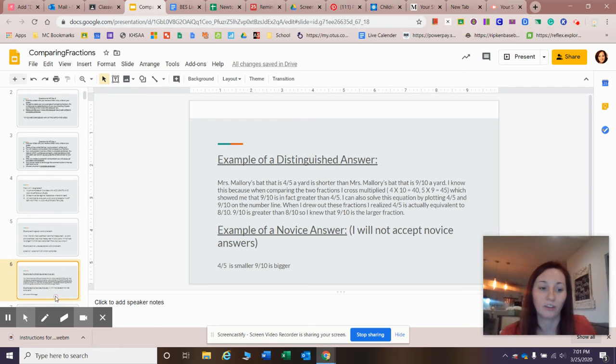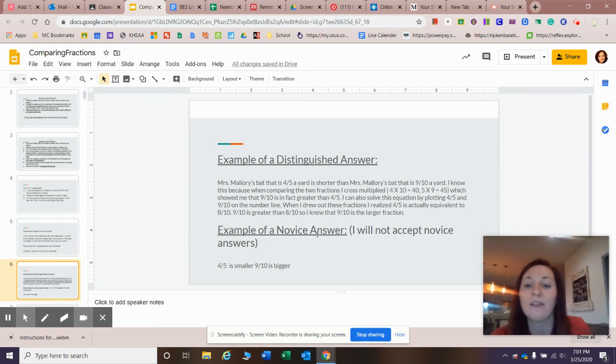What about answers that we give? Here's an example of a distinguished answer, which is what I expect. I expect at least a proficient out of all of you. So we're striving for this answer. Miss Mallory's bat that is 4/5 a yard is shorter than Miss Mallory's bat that is 9/10 a yard. I know this because when comparing the 2 fractions, I cross-multiplied. 4 times 10 is 40, 5 times 9 is 45, which showed me that 9/10 is in fact greater than 4/5. I not only gave one way that I solved it, I'm giving 2 ways that I solved it.